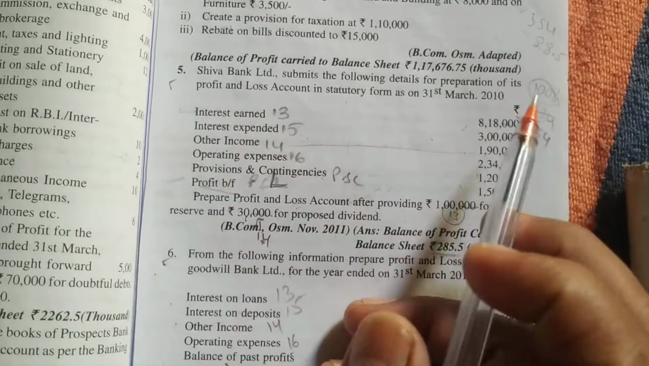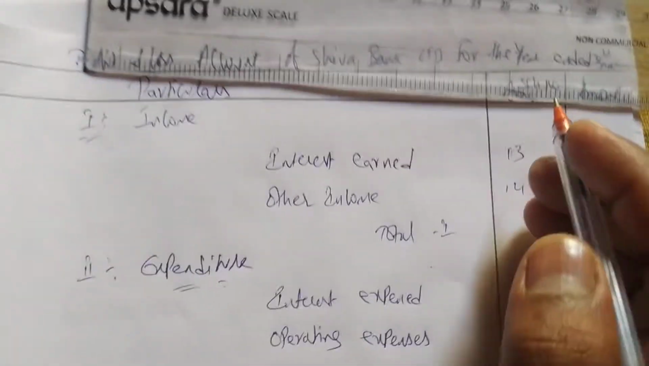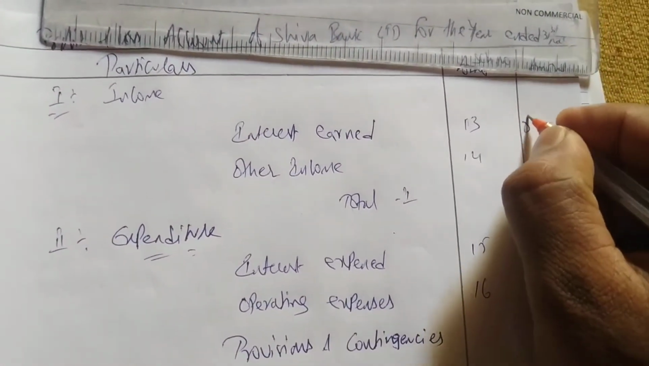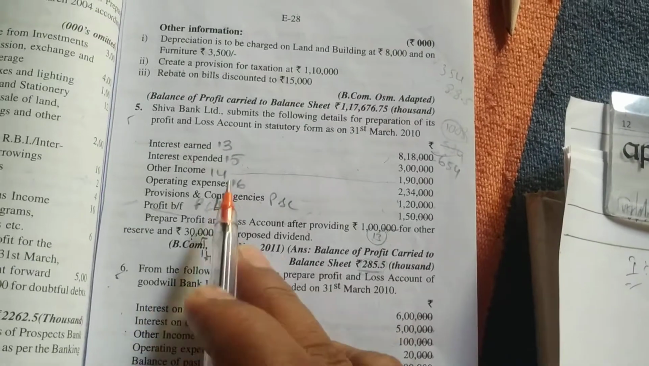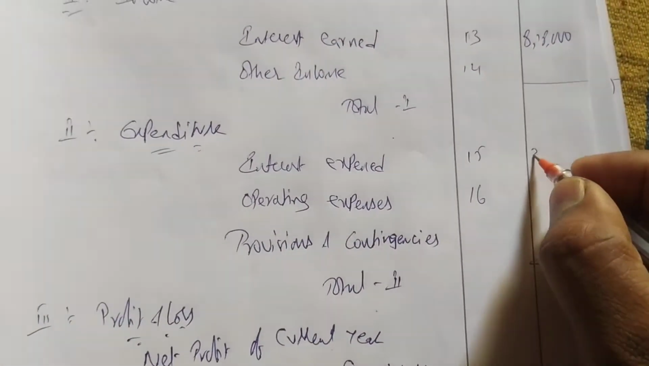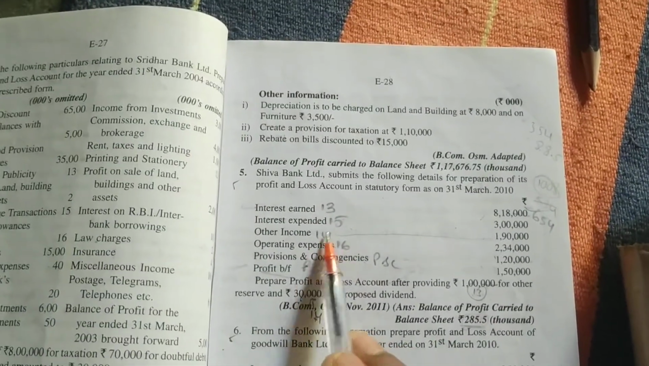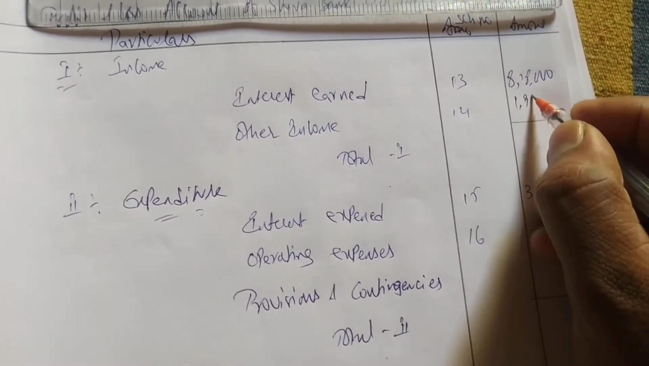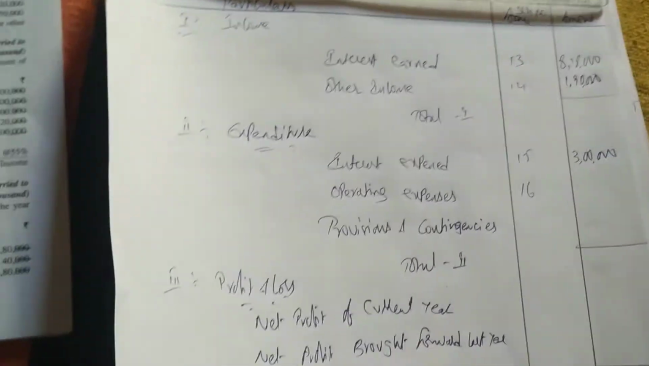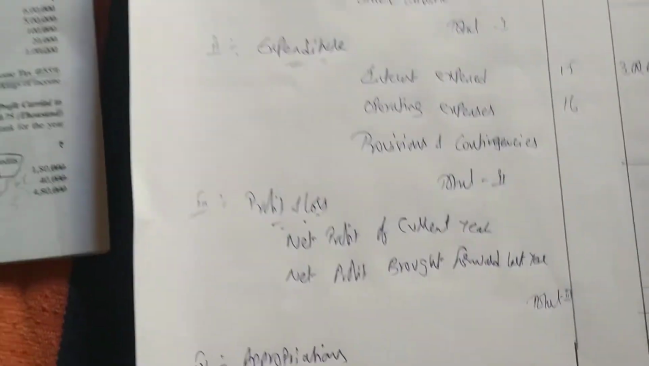So first we have interest earned 8,18,000. So we'll write under interest earned 8,18,000 here. Okay, next after that we have interest expended. As per the problem, interest expended is expenditure. We are writing 3 lakhs here. Okay, after that we have other income. We can write other income here 1,90,000. See, it is a benefit when you write the entire format. It's easy to copy from question to the solution.